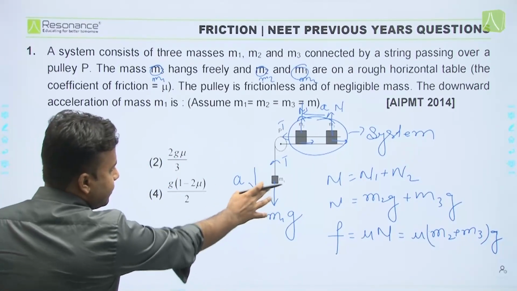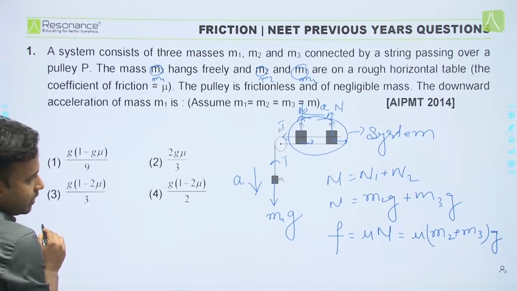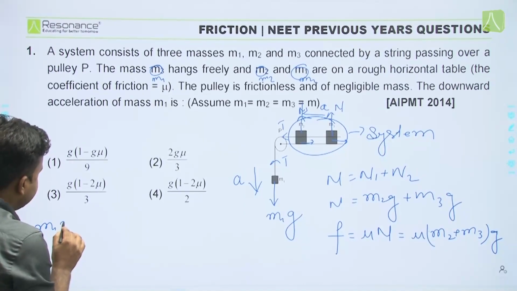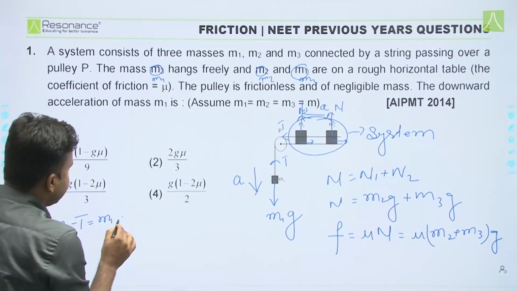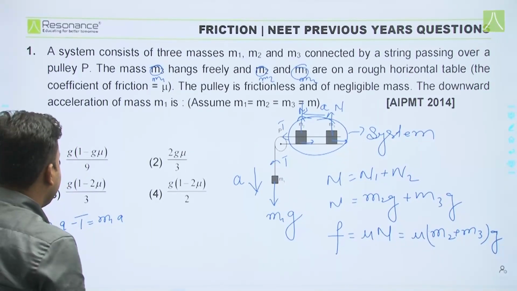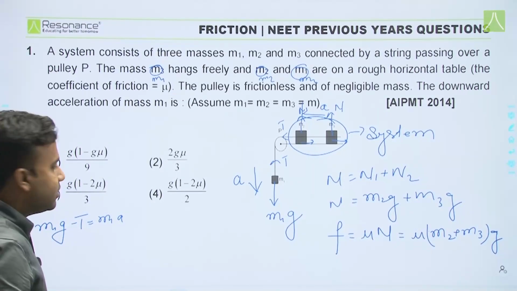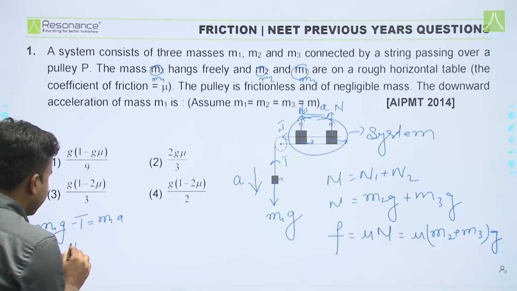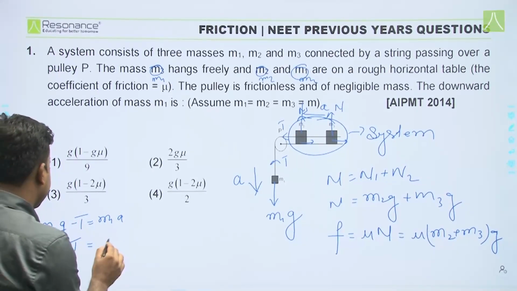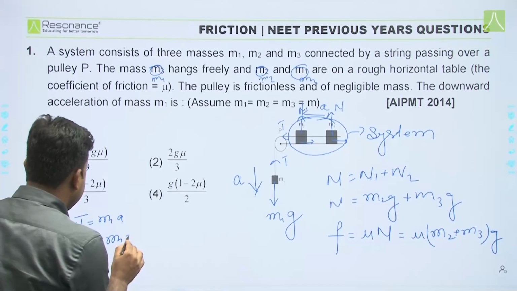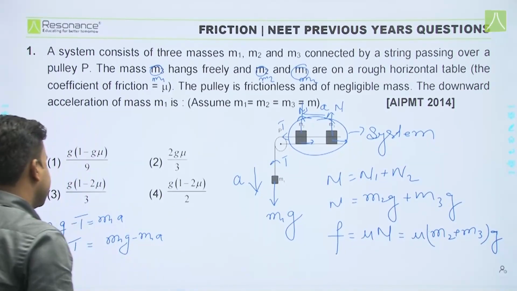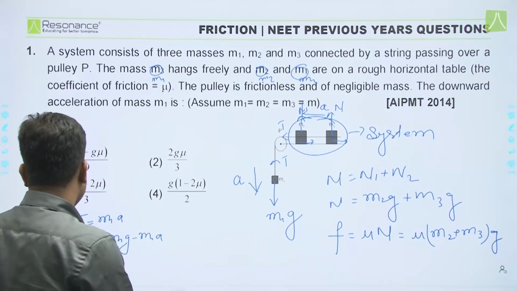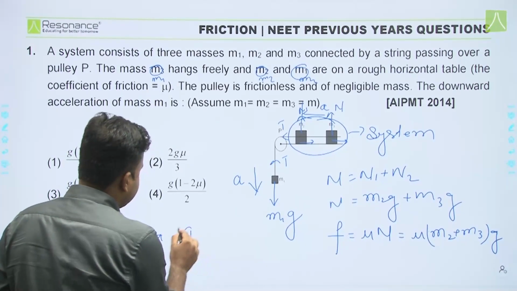First I am writing the equation for this M1 mass. What we can write? M1 into G minus T is equal to M1 into A. Okay. Now we need to find the acceleration here, so I am writing this in the form of T. So T equal to what? M1G minus M1A. This is the T. Now this one is the first equation.